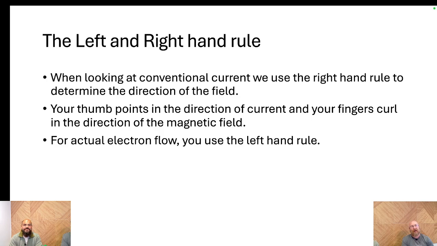So let's talk a little bit about that whole thing. When you're looking at conventional current, keep in mind that's not the actual electron flow. That's the mistake Ben Franklin made way back in the day. When you're talking about conventional current, you use the right hand rule, which means you take your right hand.